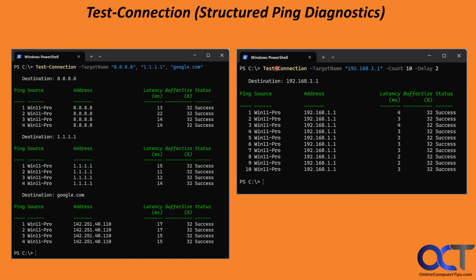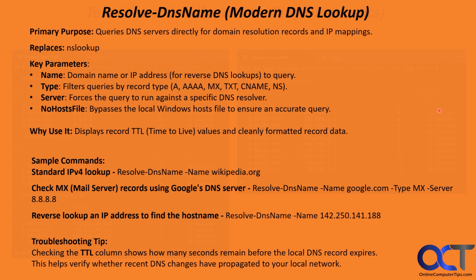All right, then on this side, we have Test-Connection with the target name for local IP address with a count of 10 and delay of 2. So our source and destination. And then we have our similar output here for the latency, buffer size, and status. All right, and then we have the Resolve-DnsName command. So it's a modern DNS lookup.